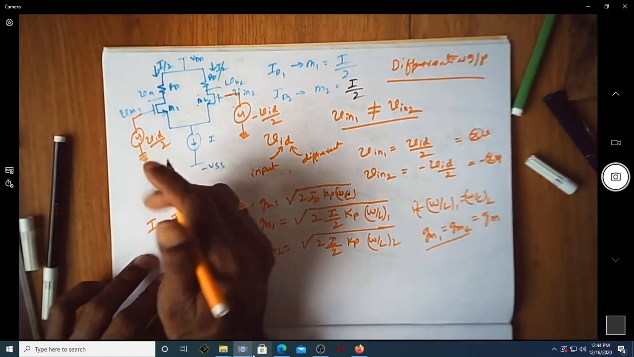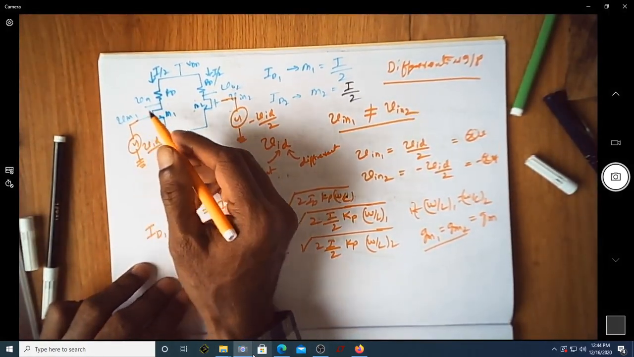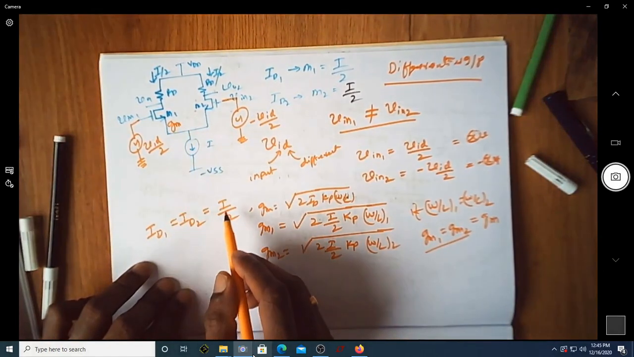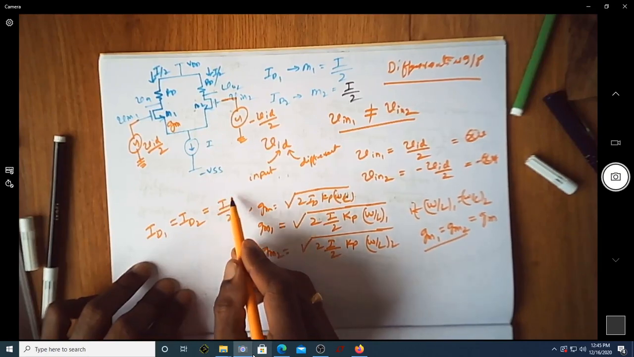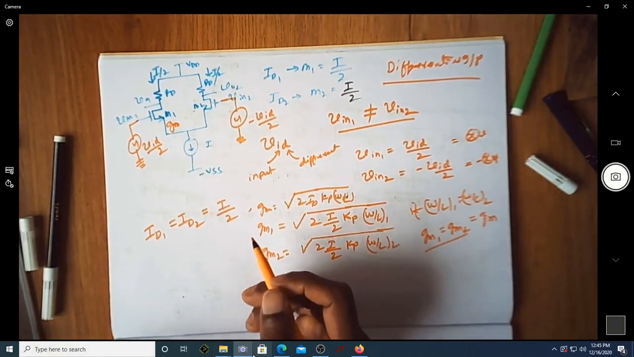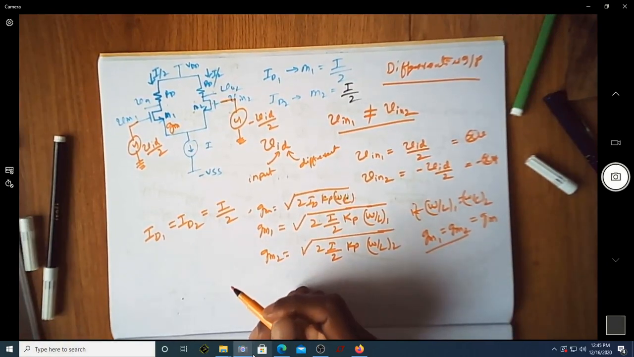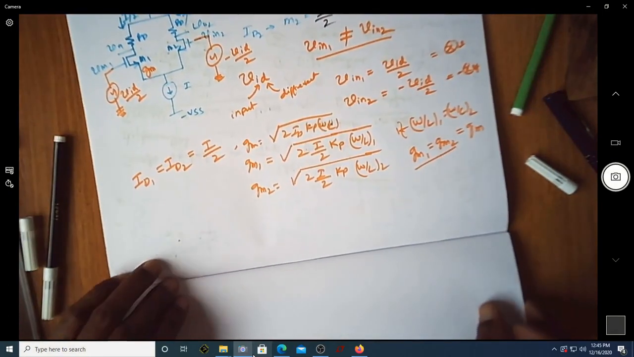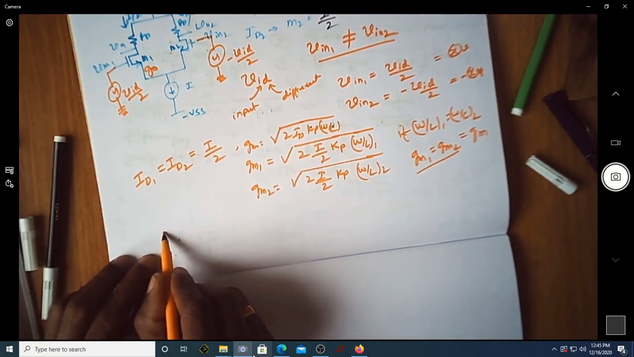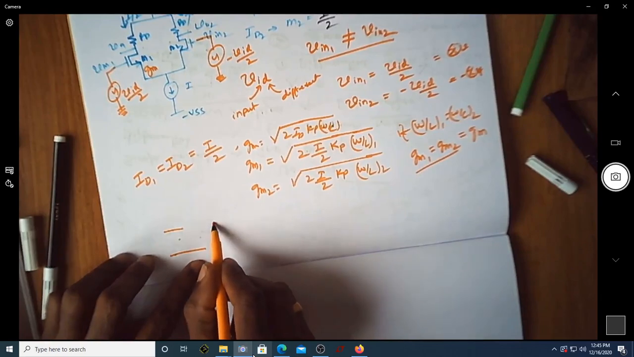Meaning this transistor has a transconductance of GM due to a current of capital I by 2, which is half of the tail current, the DC current flowing through the transistor. Now, of course, we all know how to write the small signal model of a particular transistor.